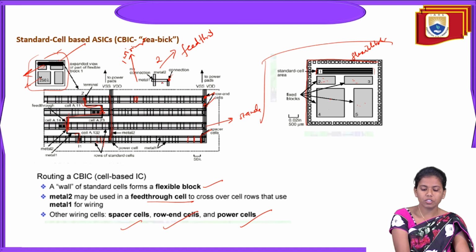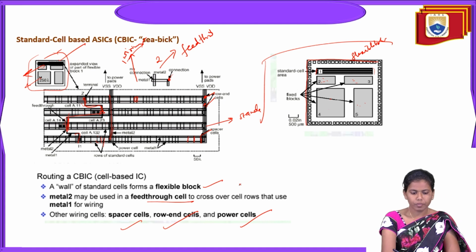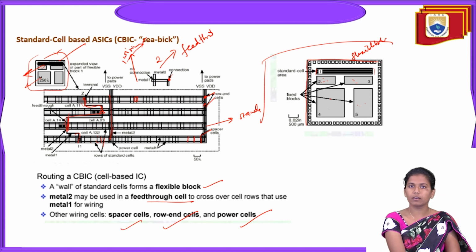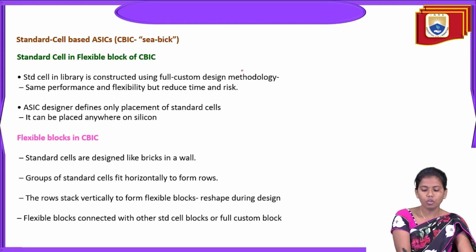Okay, and the connection between two metals can be given with the help of feed through. Metal 1 is for wiring, and metal 2 is for feed through. Okay, the power can be given for metal 2. So this is a standard cell CBIC configuration for the understanding purpose. And then the standard cell in a flexible block of CBIC is given as: standard cell in library is constructed using full custom design methodology.